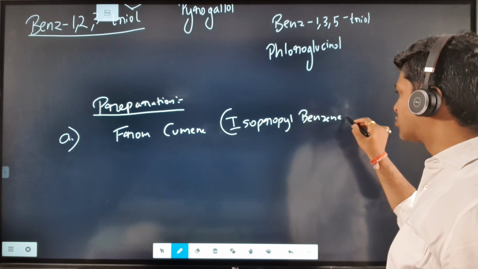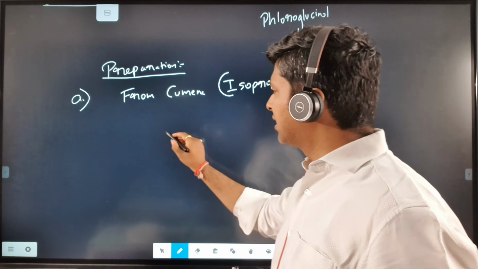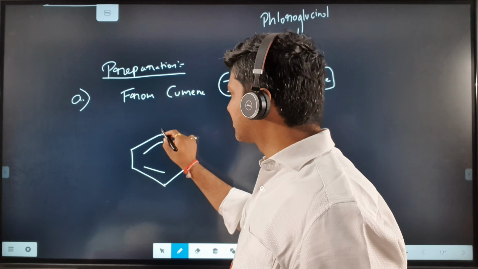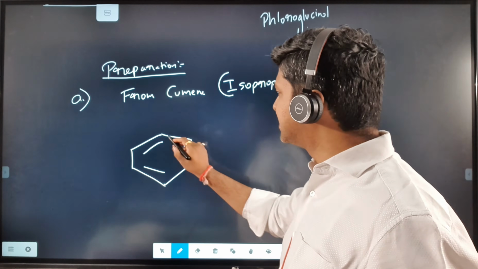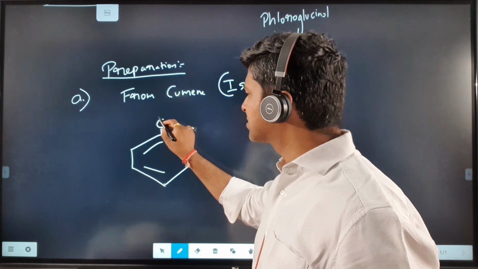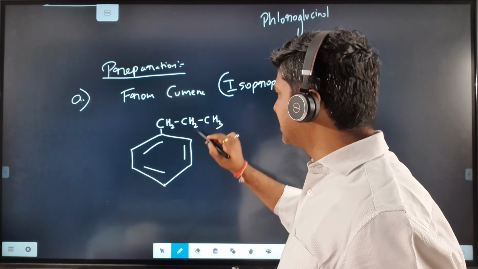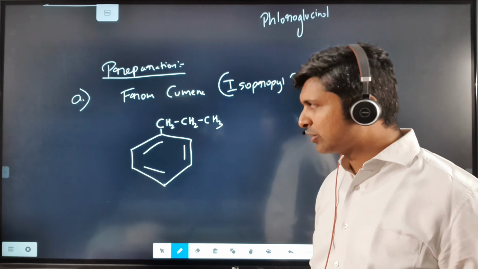Now in this structure we will first draw the benzene ring. Remove one hydrogen, it becomes phenyl, but still we call it isopropyl benzene, because it is derived from a benzene ring. Now have a look at this. This is not isopropyl benzene, by the way.